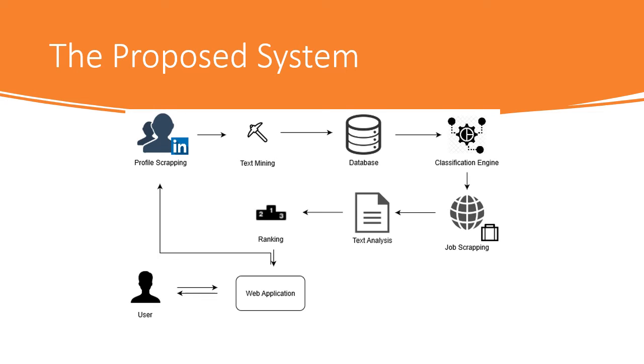So this is the web application. The user gives input here. Then here is the random forest classifier, which will automatically classify the profile of each person into the respective job title.